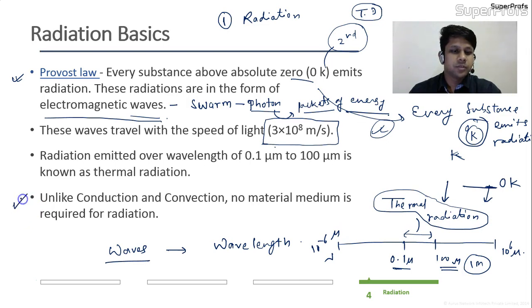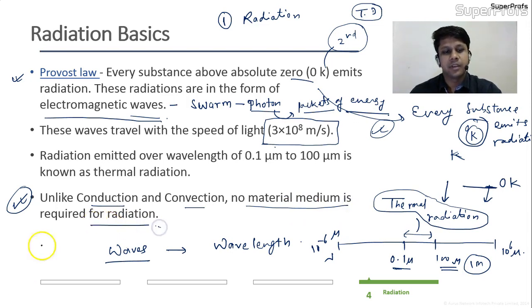Now this is the most important point that we have already discussed. In conduction, we need a material medium. In convection also, we need a material medium. But no material medium is required for radiation. Like conduction, we need mediums which are in direct physical contact. Let us say these are two plane slabs. If they are in direct physical contact, there will be conduction. In convection, we need some fluid medium. Those fluid particles should move and carry heat. But in radiation, there is no requirement of any material medium.